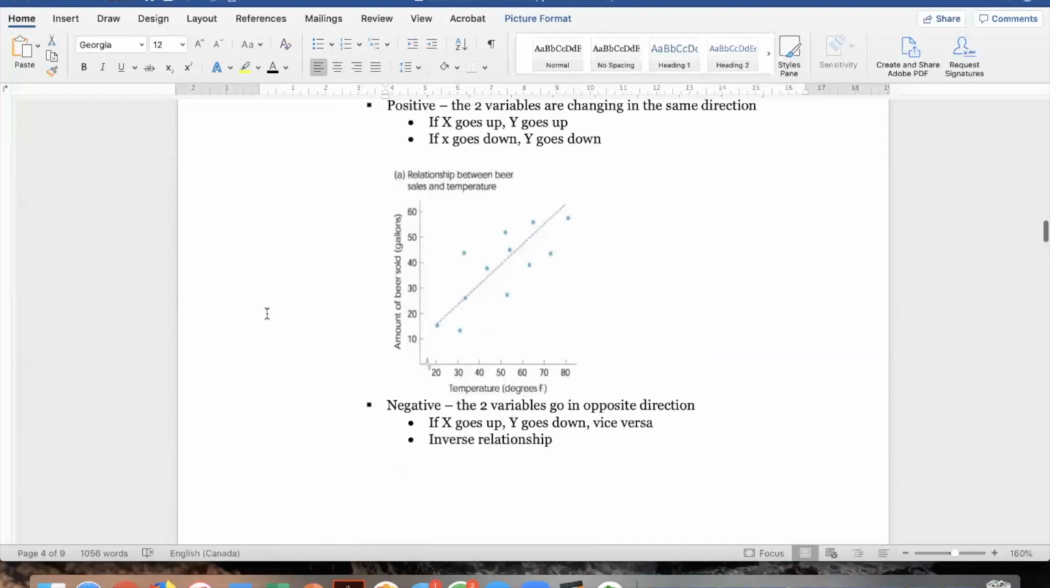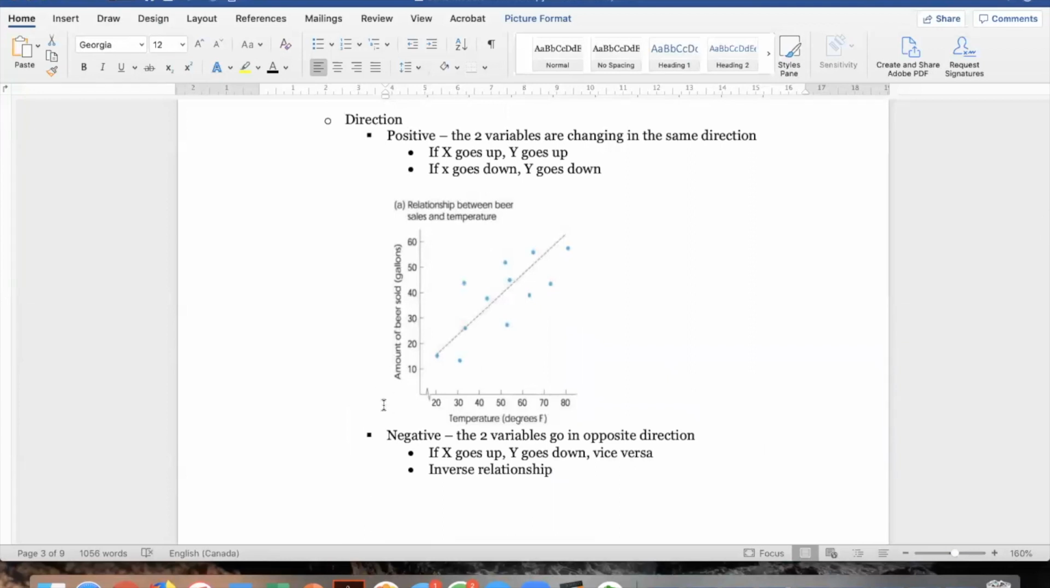So it will look like this. If you've got the opposite here, I hope I'm not over explaining this, but you've got your amount of beer and your temperature. When it's 20 degrees, you're selling 15 or some odd gallons of beer. Sounds good right now. As the temperature goes up to 30, this is weird, but let's use this dot, 25. So as the temperature is going up, the amount of beer is going up.